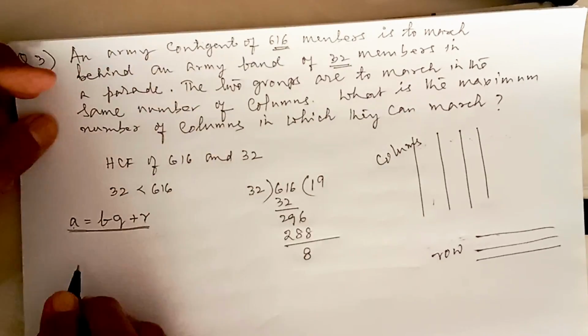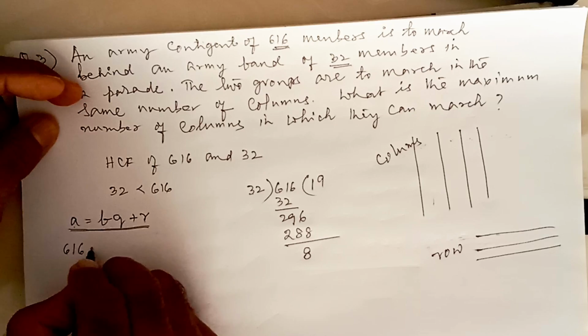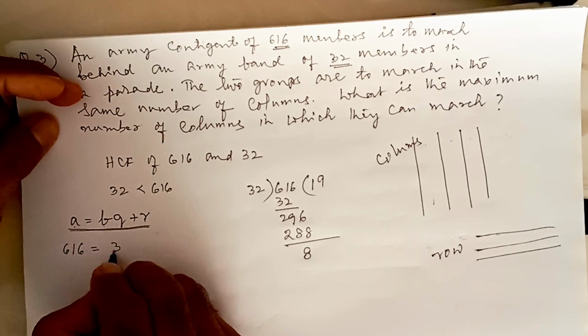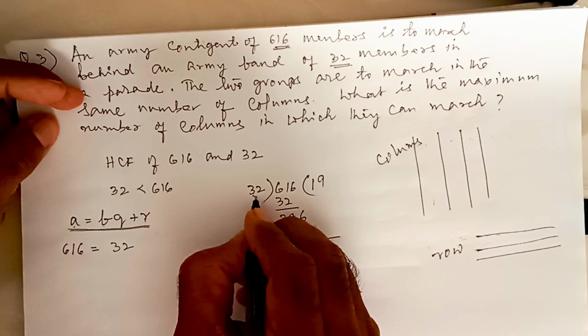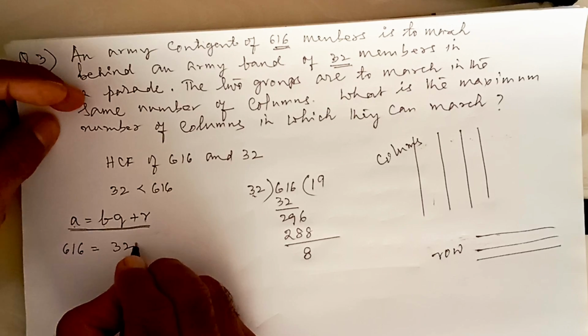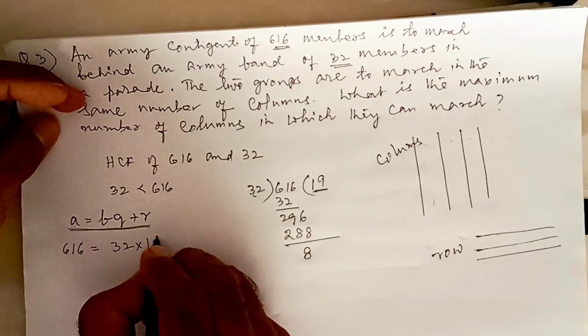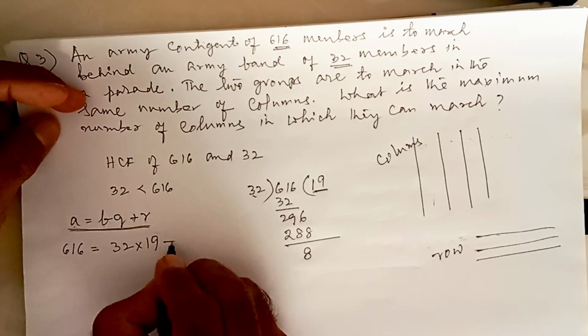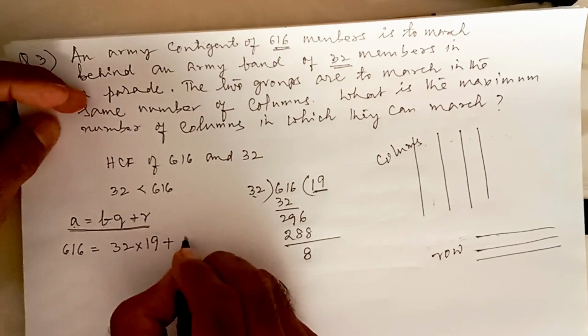In the first case, we write down, in the place of A, 616 is equal to 32, which is B, the divisor, multiplied by the quotient, this is the quotient, 19, plus R. This is R, remainder 8.